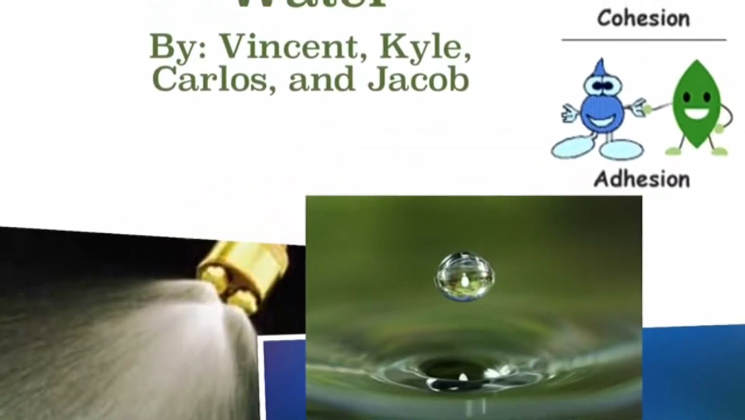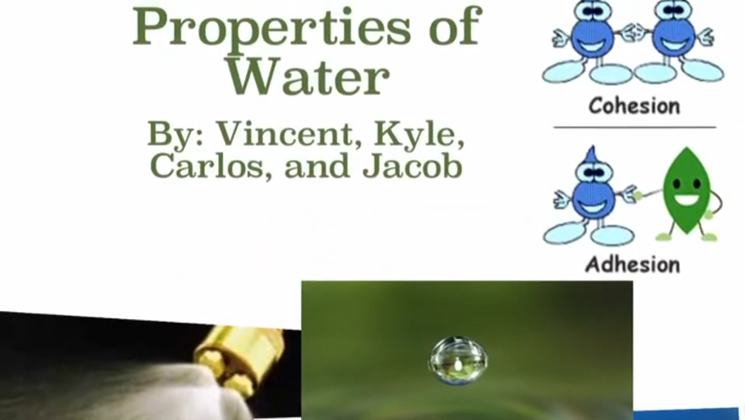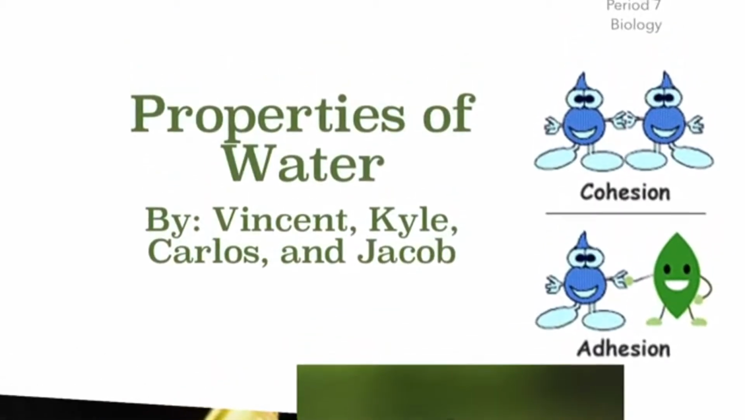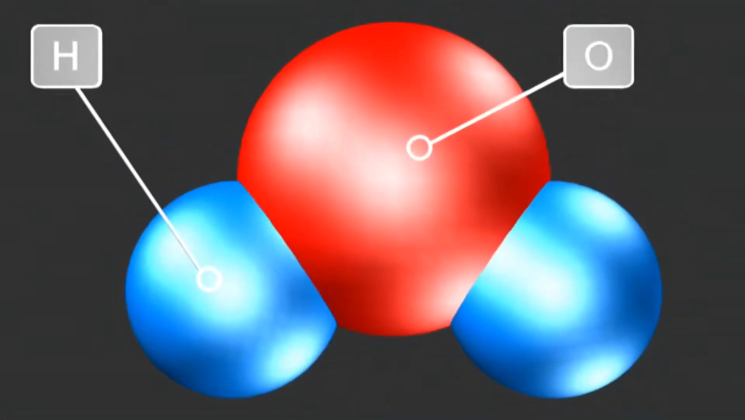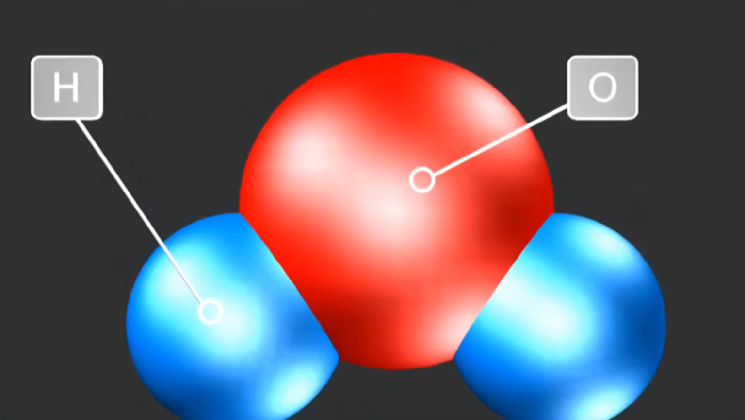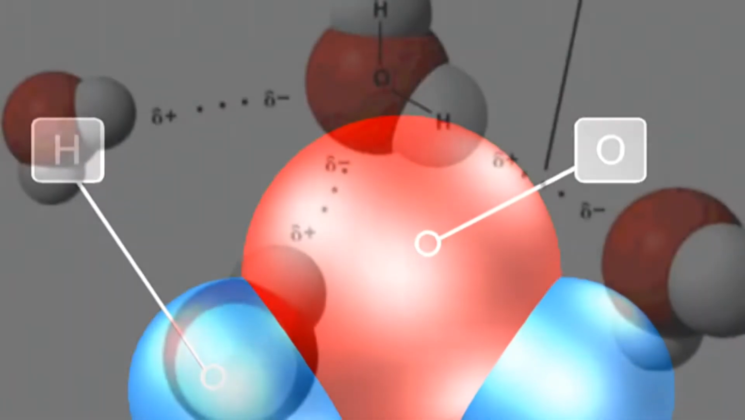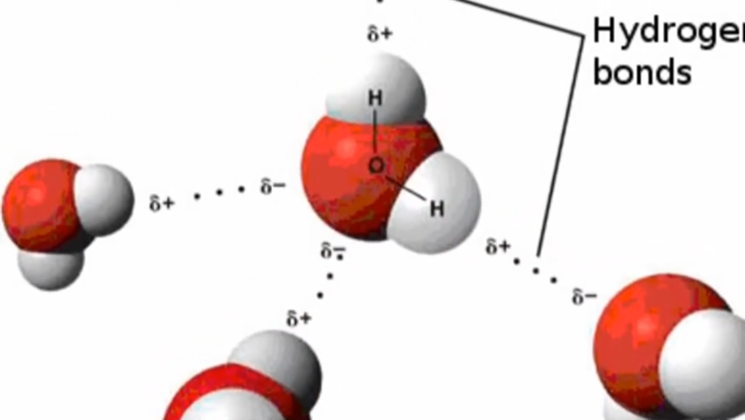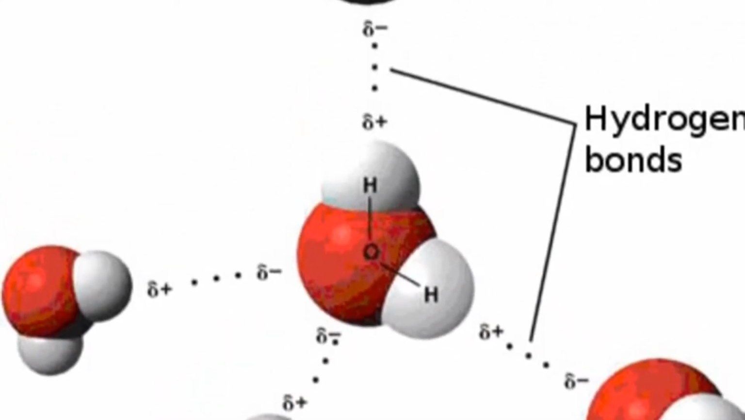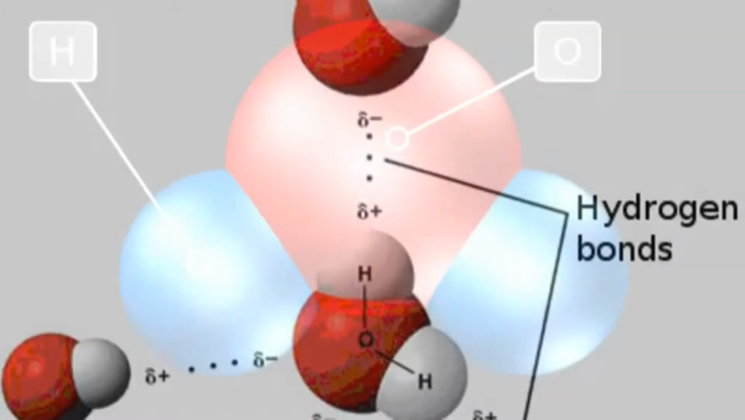Today we are going to be talking about the different properties of water and how they relate to the real world. First, we're going to talk about how water is polar and how that creates some of the unique properties that it contains. Hydrogen bonds are one of the unique properties of water that it can do when it is polar.